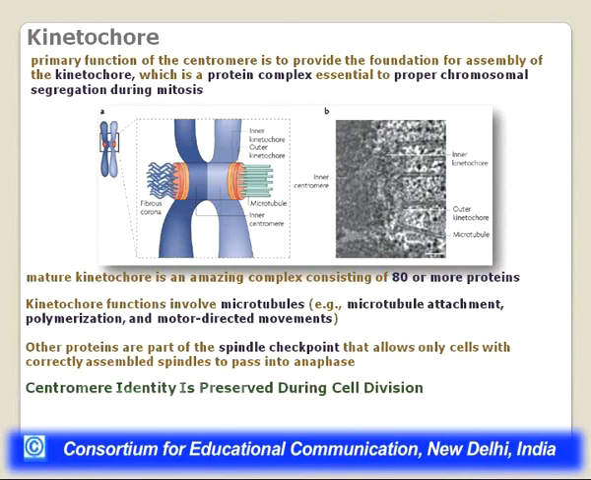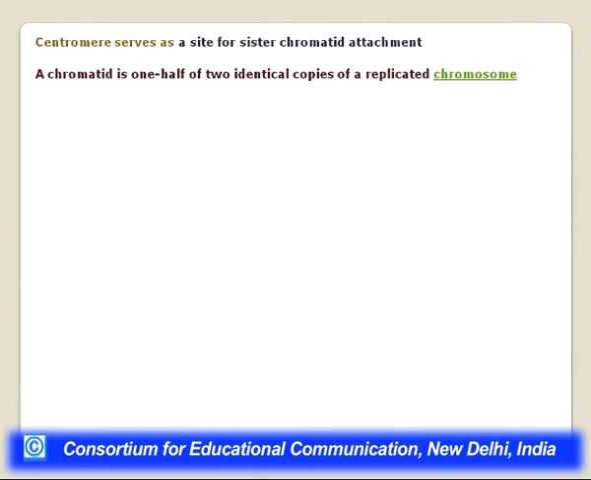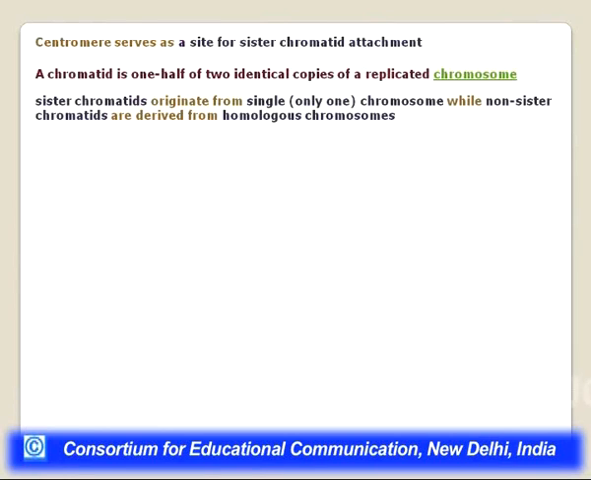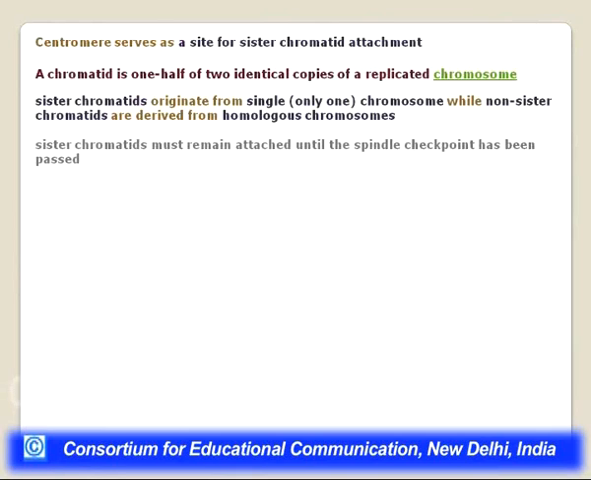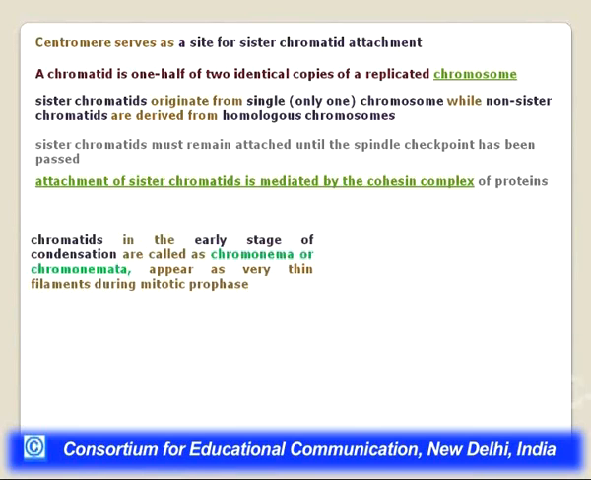The centromere identity is preserved during cell division. However, the kinetochores are a dynamic assembly. They form and they dissociate, but centromeres are constitutive heterochromatin, they are maintained. The centromere serves as a site for sister chromatid attachment. The chromatid is one half of two identical copies of a replicated chromosome. Sister chromatids originate from a single chromosome, while non-sister chromatids do not, just to differentiate between the two.